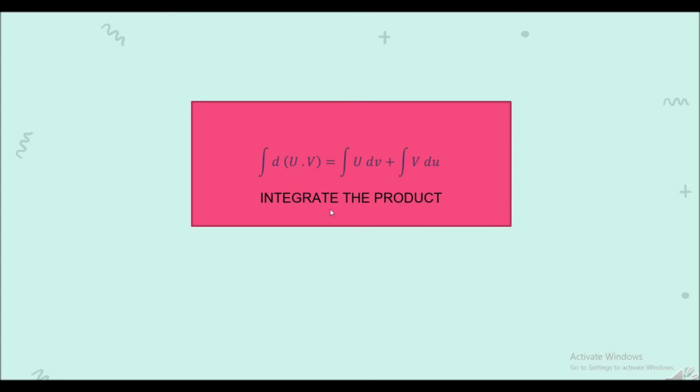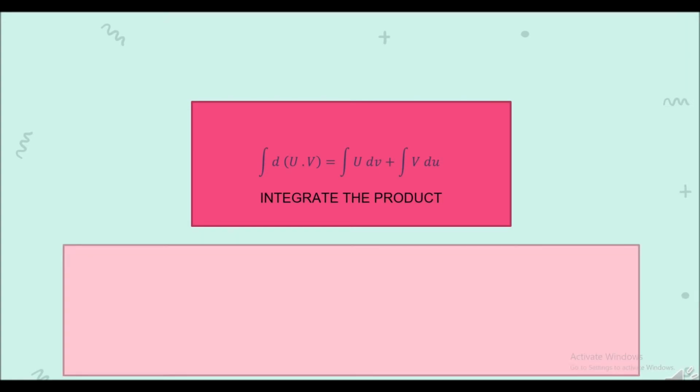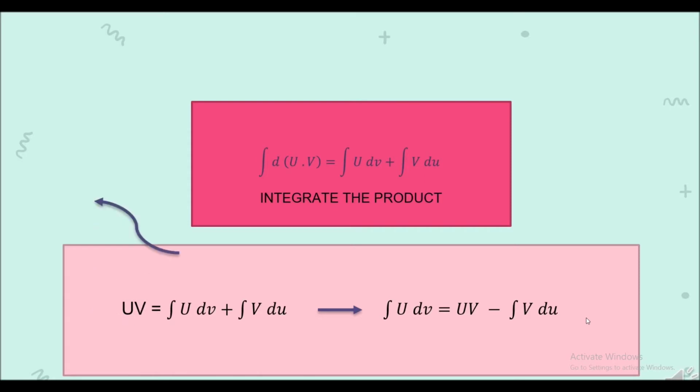Okay, just put the integral symbol. Now we have the integral of a derivative, and we know whatever is inside. So u times v equals the integral of u dv plus the integral of v du. Switching this around a little bit and solving for the integral of u dv, we get uv minus the integral of v du. This is the basic formula.